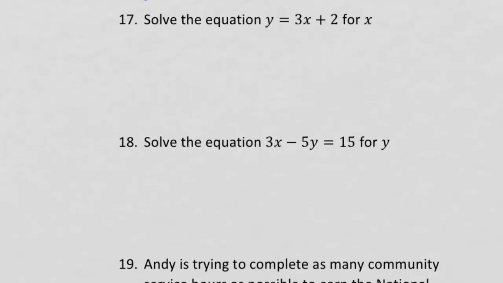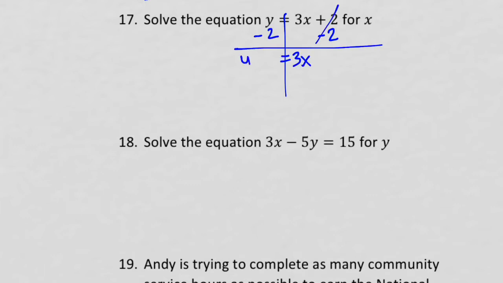17. Solve the equation y equals 3x plus 2 for x. So isolate the x, basically. Here we go. We're going to first figure out where the x is, which is here on the right side. We need to isolate it, so first I'm going to kick out the 2. We're going to subtract 2. So 3x equals y minus 2, divide by 3. x equals y minus 2 over 3.